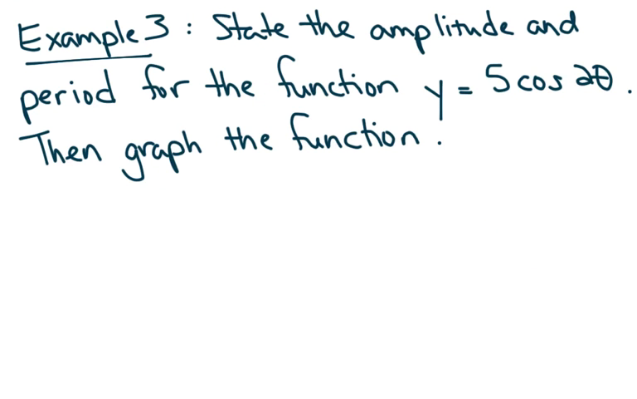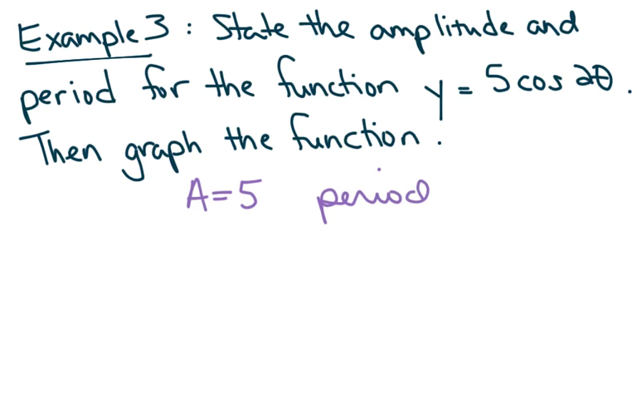Now let's put amplitude and period together and graph it. State the amplitude and period for the function y equals 5 cosine 2 theta, and then graph the function. All right, let's start with the easy part. The amplitude is 5. That means instead of going up to 1 and down to -1, it's going to go up to 5 and down to -5.